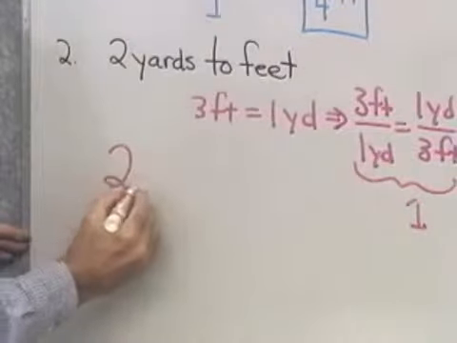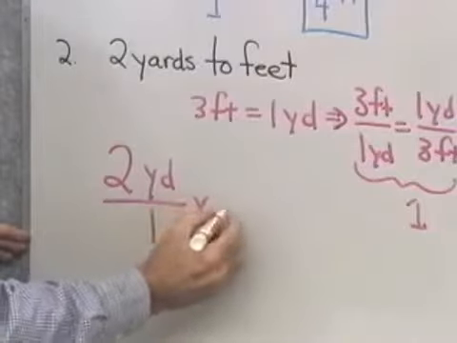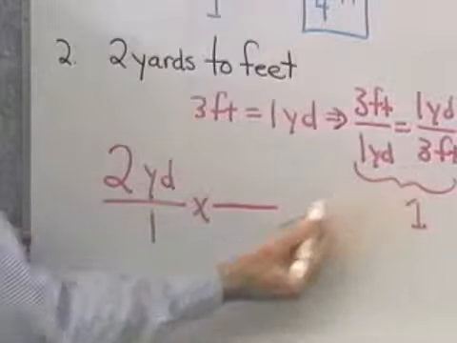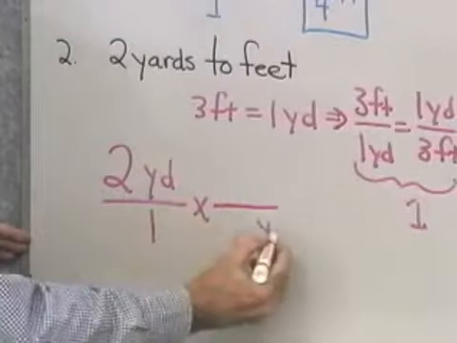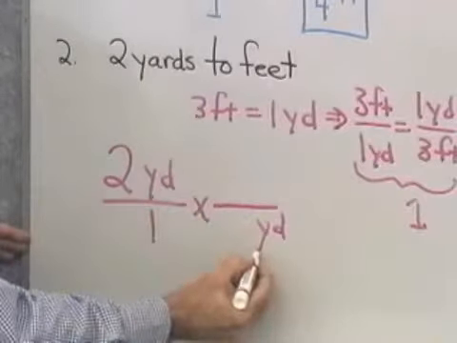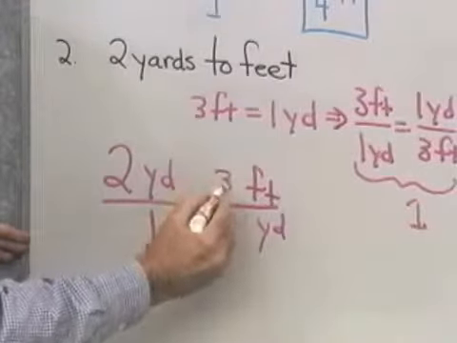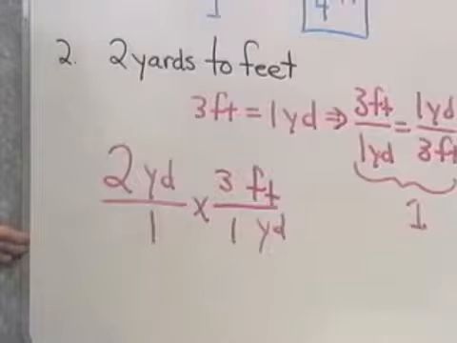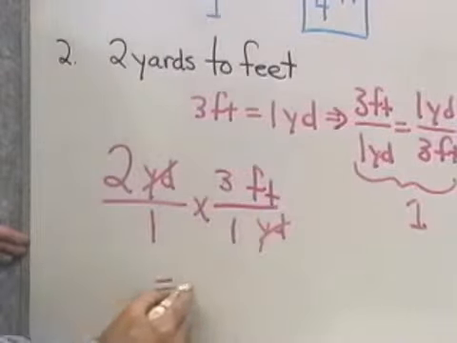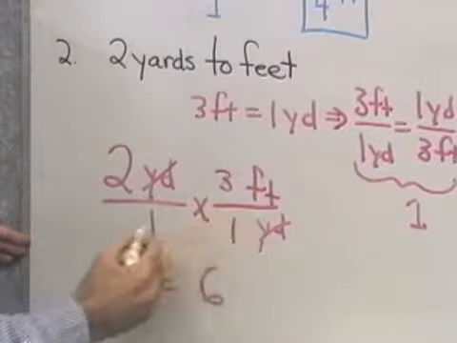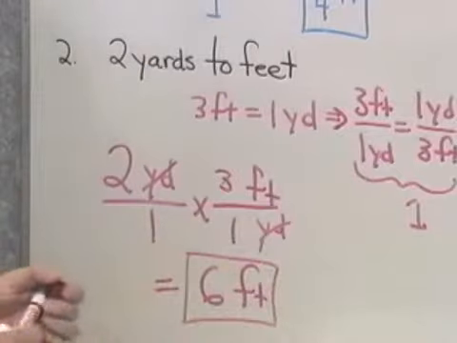So I'll start over here with 2 yards. Remember, that's 2 yards over 1, and I want to multiply by one of these conversion factors that will make my yards divide out. So yards is in the numerator here. I'm going to put it in the denominator over here. Then I'll put feet in the numerator, so I have 3 feet divided by 1 yard. Now the yards divide out. I multiply 2 times 3. I end up with 6 feet in the numerator, 1 in the denominator. Now intuitively that makes sense also, right?